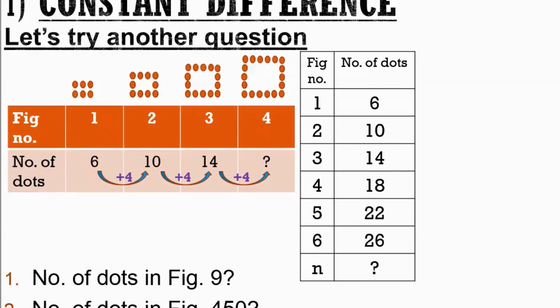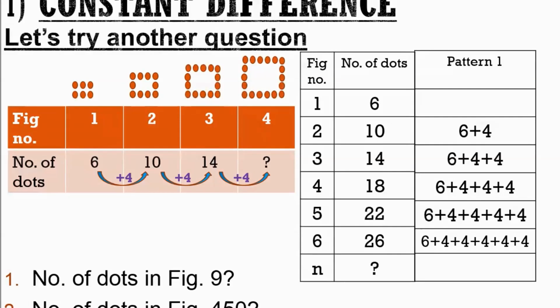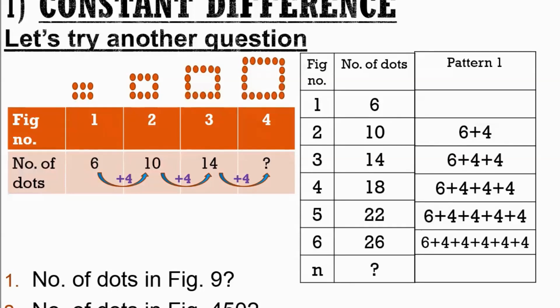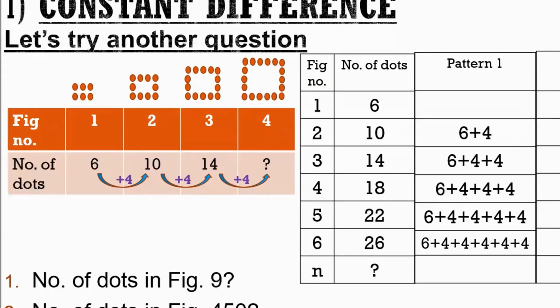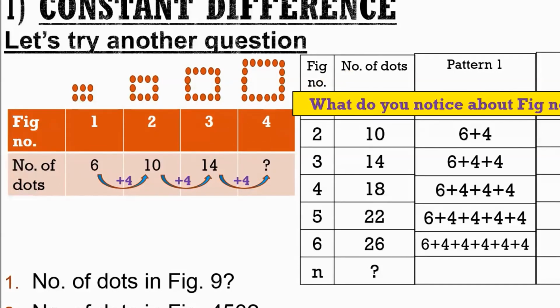So the pattern will be +4. So figure number will be 6 + 4. Figure 3 will be 6 + 4 + 4, and so on. So that's our pattern 1. So similar to the previous question, you can add another column for this one, pattern 2. And you find the relationship between the figure number and this one here.